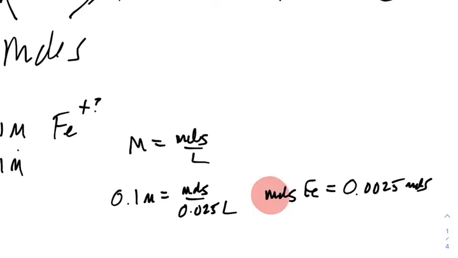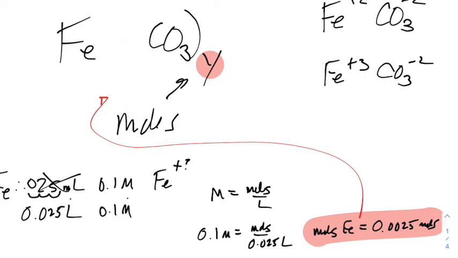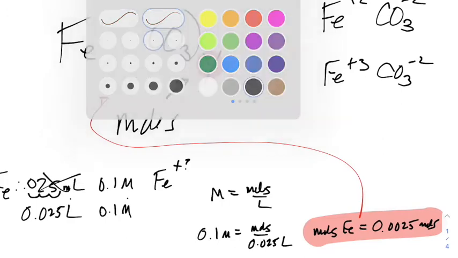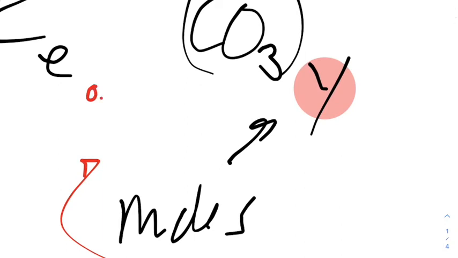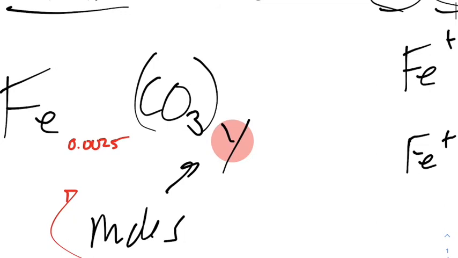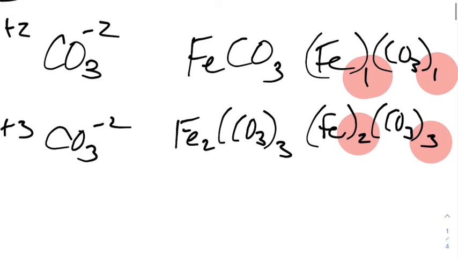So that number we can take and put right into our equation up here, because we just calculated the moles of the iron. So I'm going to go ahead and put in that the iron is 0.0025 moles. Now all we need to do is figure out what the Y is. And it's either going to be the same, 0.0025, because it's a 1-to-1 ratio, or it's going to be 3/2 as much. We'll find out.